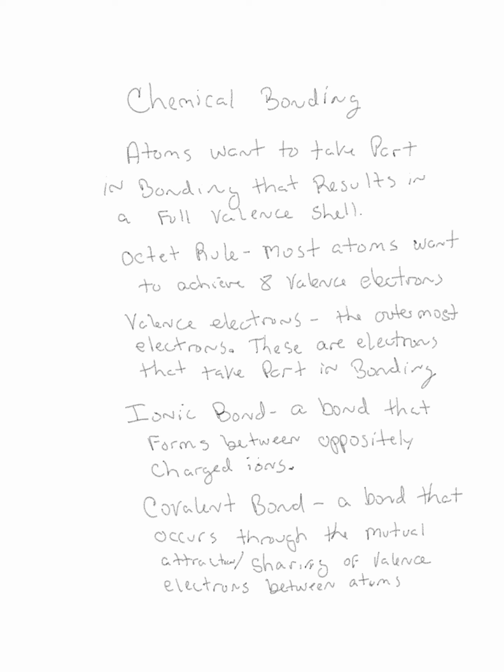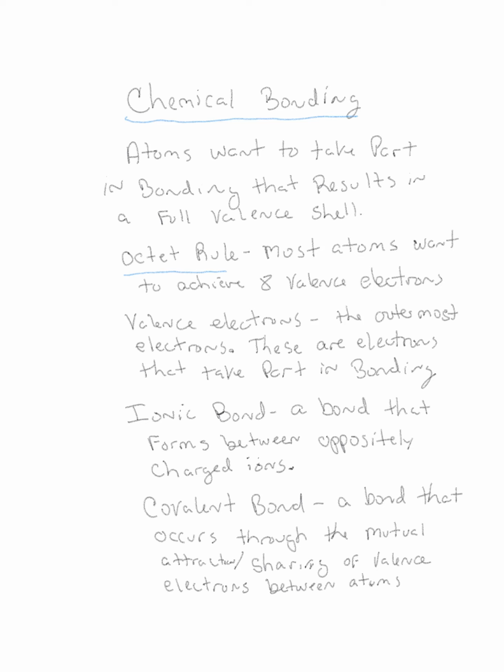All right, chemical bonding. Atoms take part in chemical bonding so they can achieve a full valence shell. I mentioned this term before, but the octet rule is what most atoms, not all, most atoms are trying to achieve. They want to achieve 8 valence electrons.